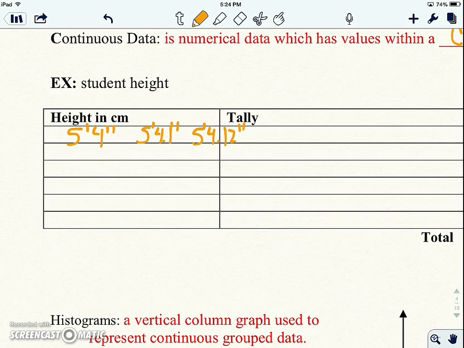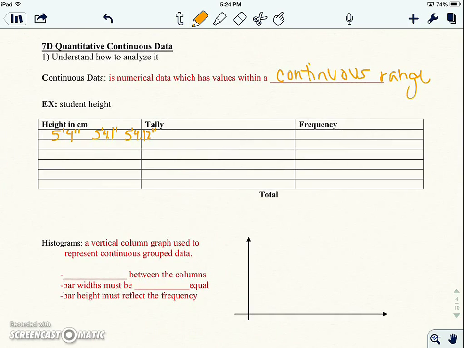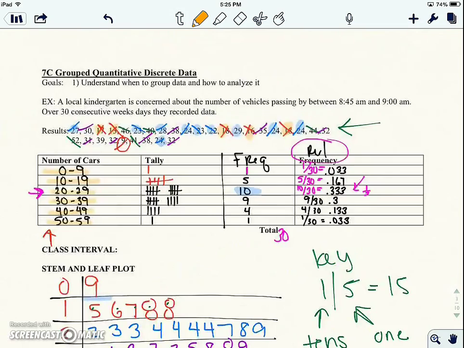So normally I would have you guys measure yourselves and we would make a tally chart and stuff, but I think you understand that and I'd like to give you more time in class for homework. So I'm going to skip that.